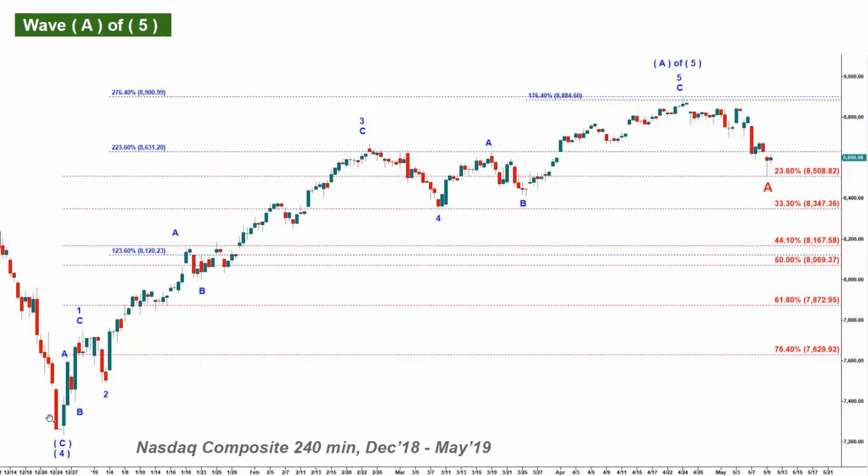Let me show it to you. This is the bottom made in December, ABC of 1, ABC of 2, A up, B down, C up, wave 3, then A down, B up, and C down of wave 4, and finally A up, which retests the previous top made by wave 3 up, B down, and the final move up in C of 5. And together those 5 waves comprise a larger wave, parenthesis A, of parenthesis 5.